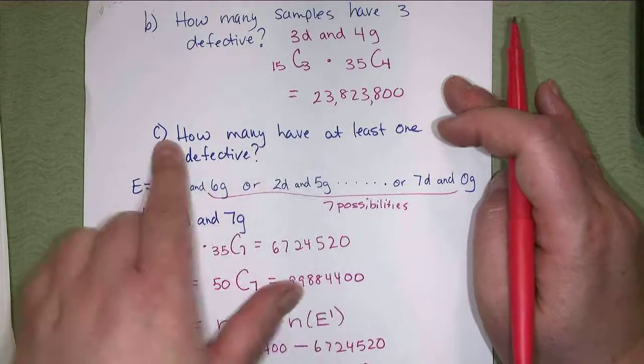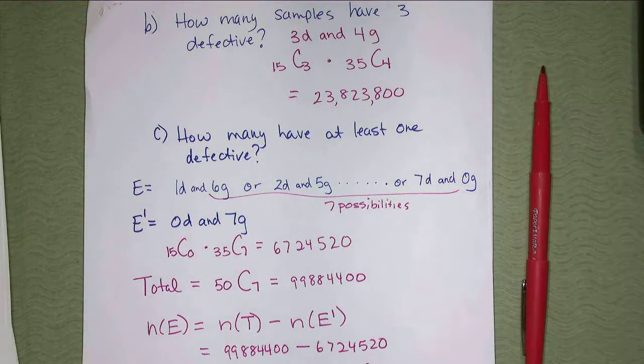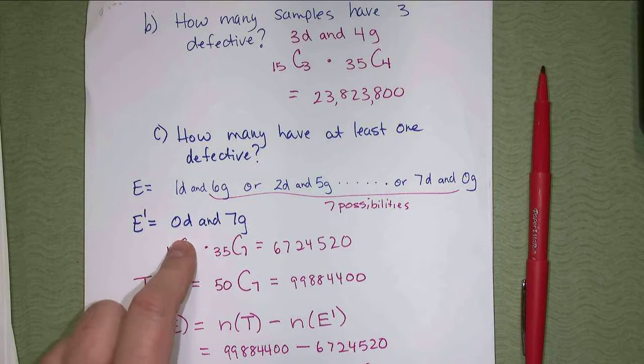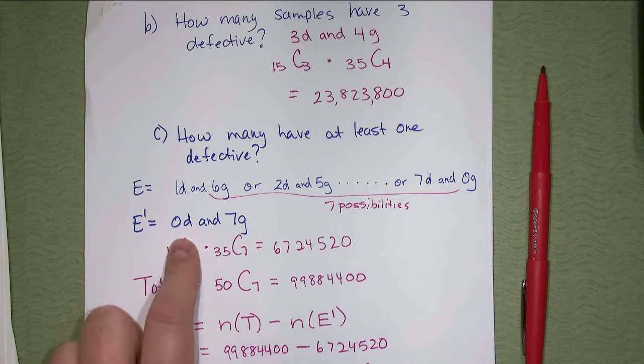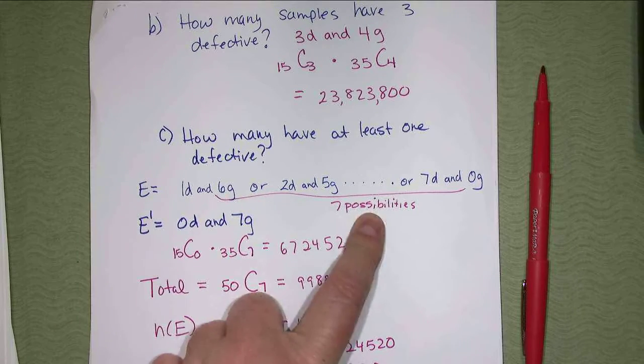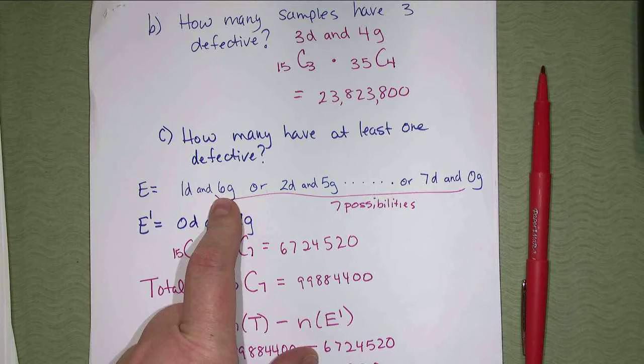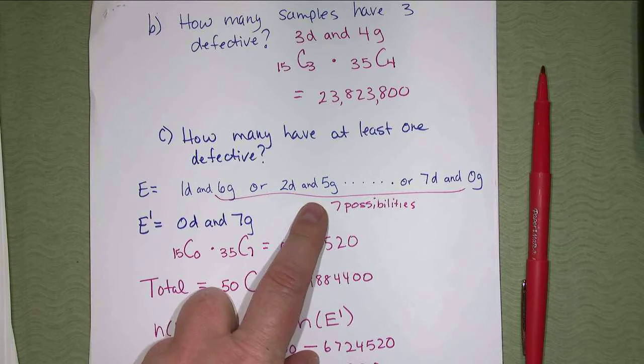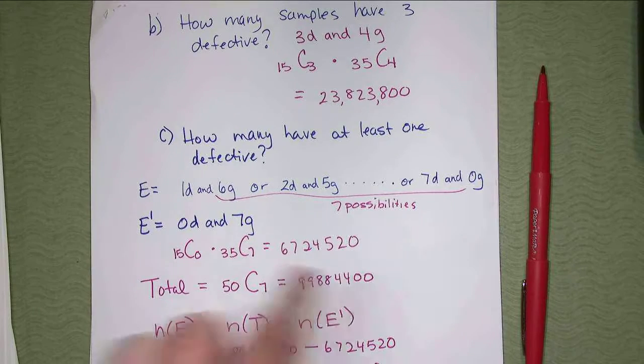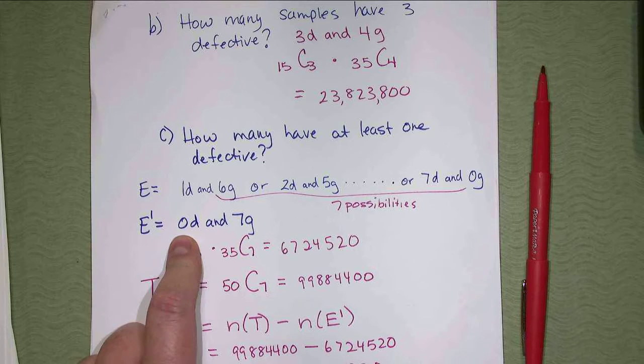At least 1 defective, and this is writing all of them out, but because it's 7 instead of 4, at least 1 defective means what? 1 defective, or 2, or 3, or 4, or 5, or 6, or 7. That's a lot to add up. So that's why doing the opposite sometimes is better. So this is 7 possibilities. 1 defective, 6 good. Or 2 defective, 5 good. Or the opposite is what? No defectives.